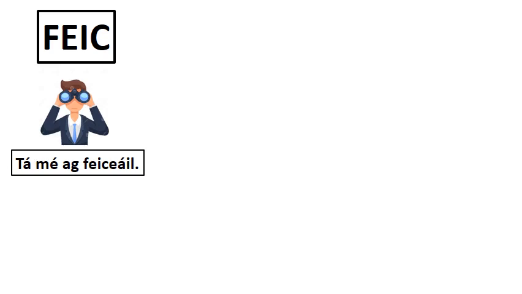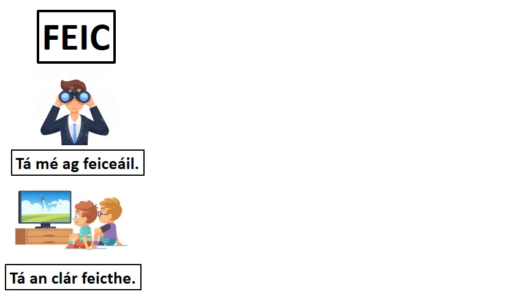So I am seeing. Tá mé ag feiceáil, I am seeing. And then we need an adjective to say it's happened, which would be like seen. I've seen it. So tá an clár feicthe, I have seen the programme. Try that with me. Tá mé ag feiceáil. I am seeing. Tá an clár feicthe. I have seen it.